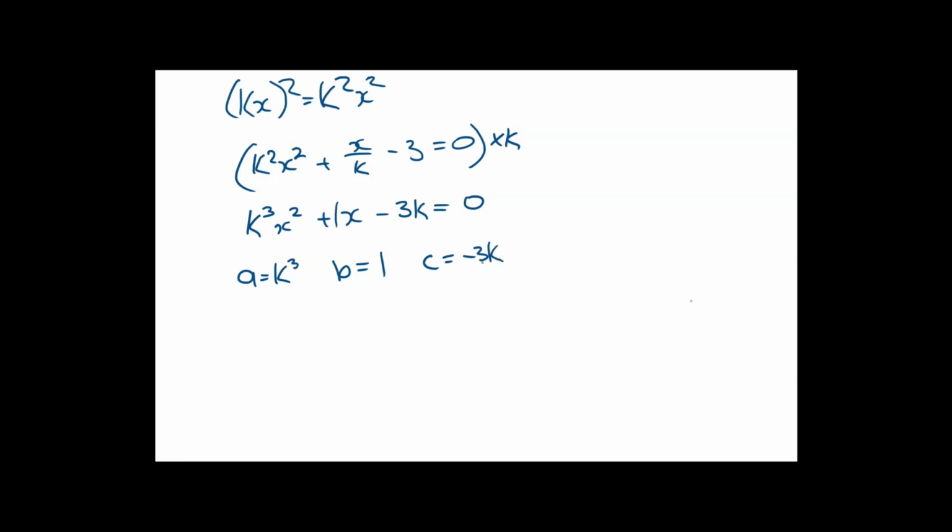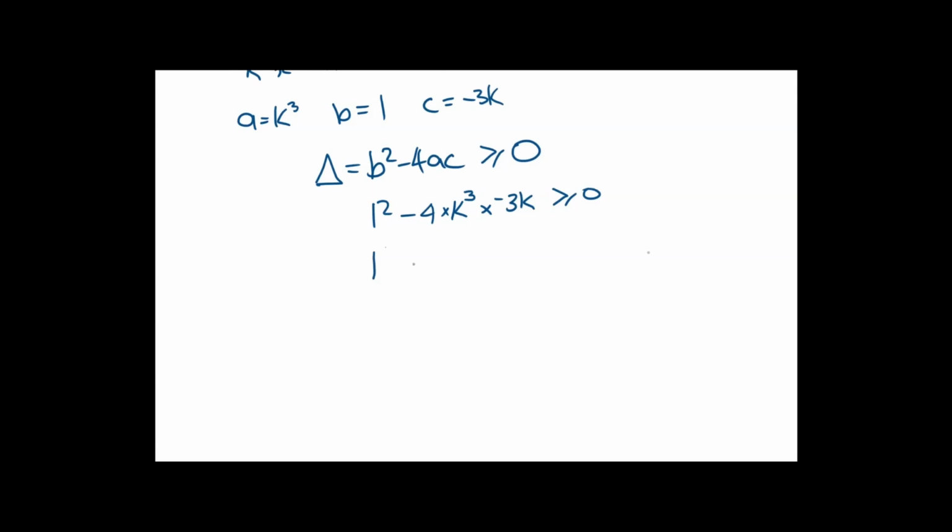And now what we want to do, we don't need the whole of the quadratic equation, but we need to know that the discriminant is greater than or equal to 0. So that's b squared minus 4ac, that bit must be greater than or equal to 0. So in other words, 1 squared minus 4 times k cubed times minus 3k must be greater than or equal to 0.